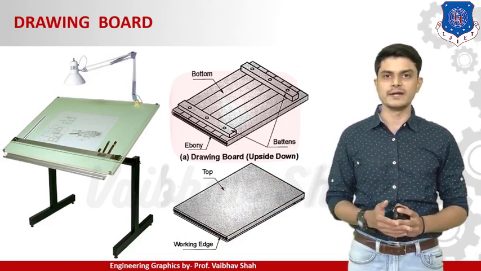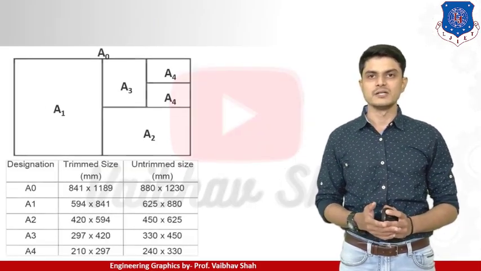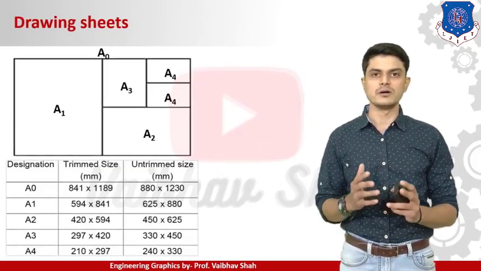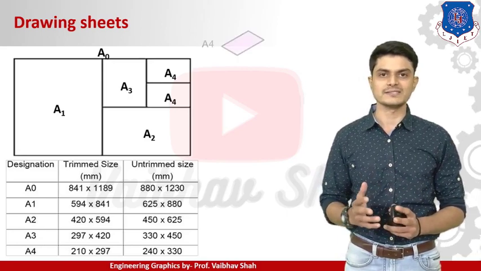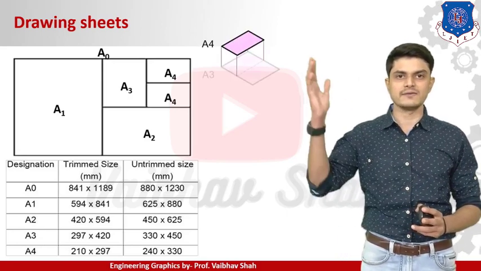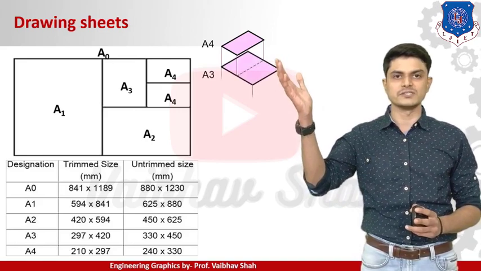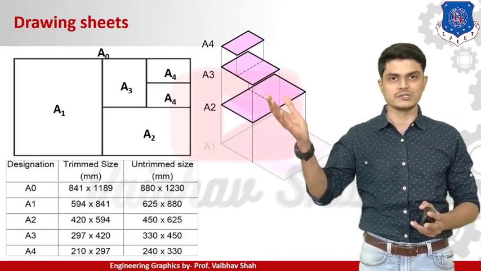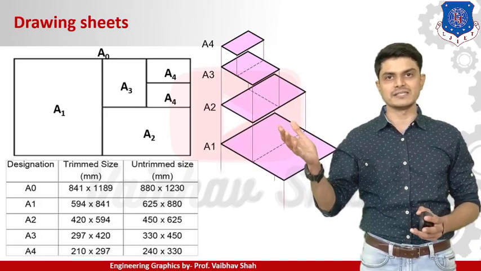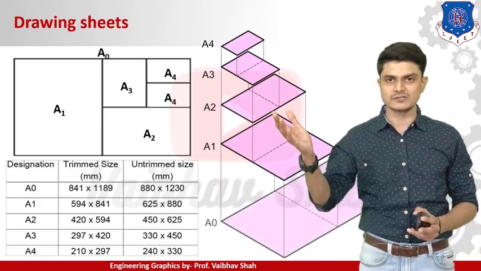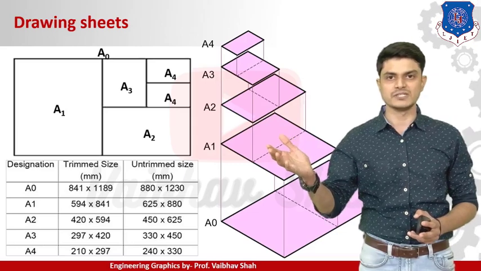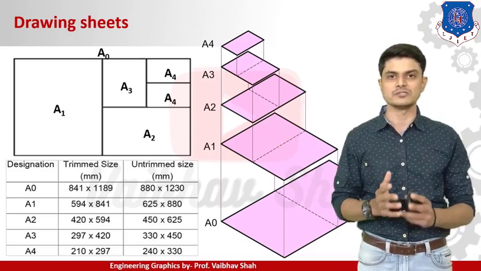So let us move ahead and see the next instrument, which is nothing but your drawing sheet. A very important thing, the drawing sheet. So let us see how drawing sheets are made. Suppose we have an A4 size sheet. If we double the dimension of the A4 size sheet, then we will have an A3 size sheet. If we double the dimension of the A3 size sheet, then we will have an A2 size sheet. If we double the dimension of this A2 size, we will have an A1 size sheet, and finally we will have an A0 size sheet.